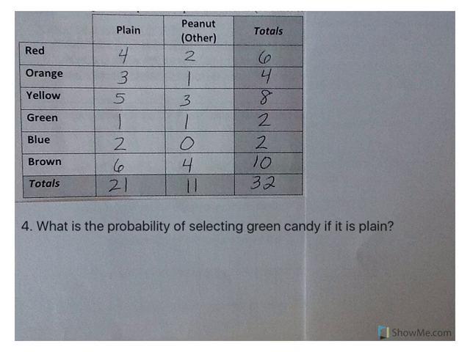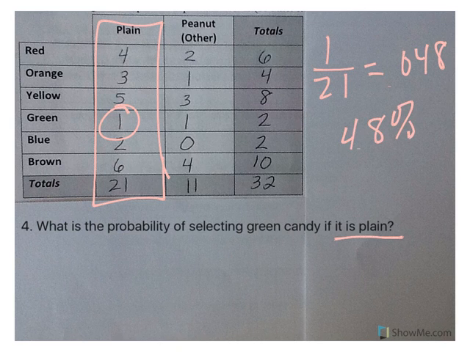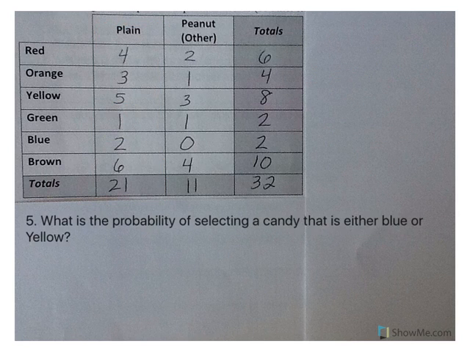What's the probability of selecting a green candy if it is plain? So that means I'm only dealing with plain candies. My denominator is now 21. And there's 1 green one, so it's 1 out of 21. You see how it changes. 0.048, which is 4.8%. Probability doesn't go up all that much because there's still just 1 green candy.